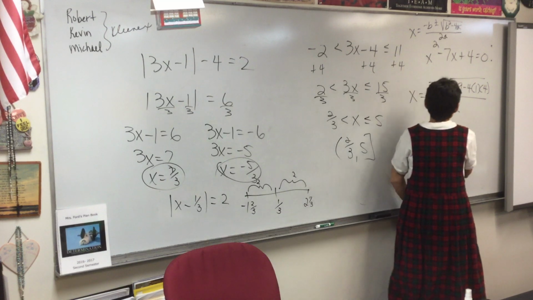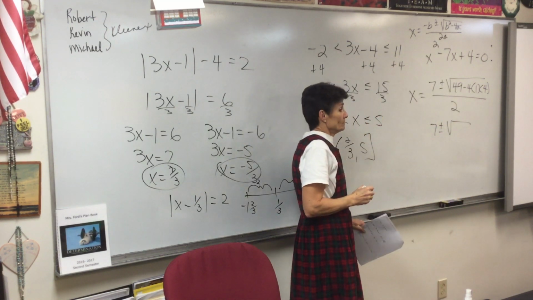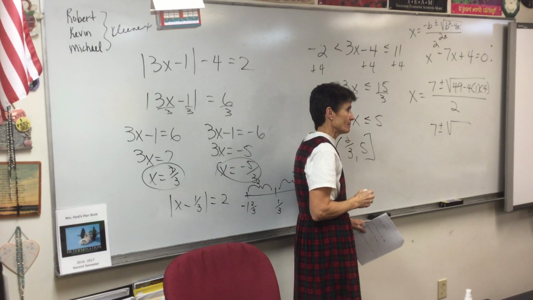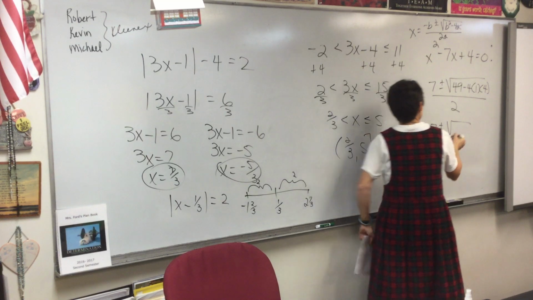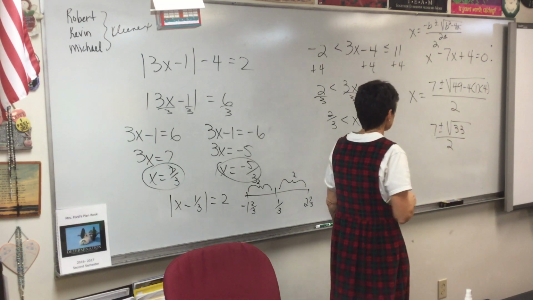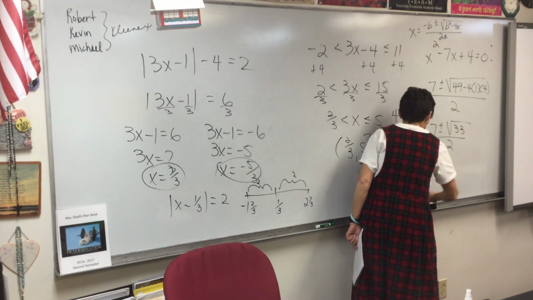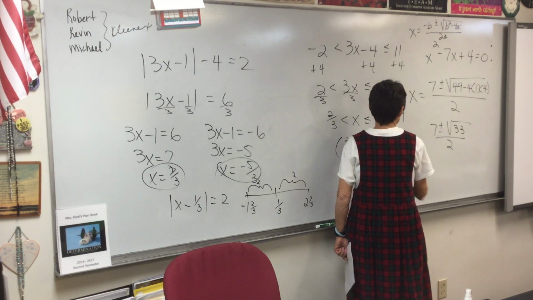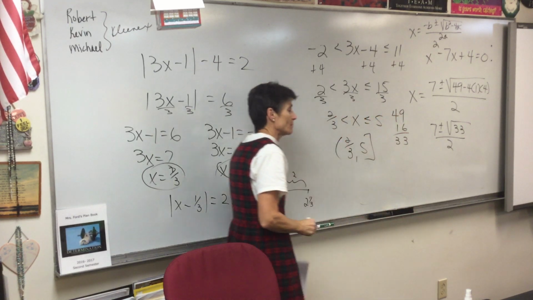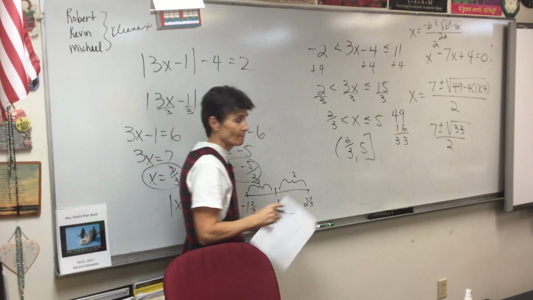So now I've got 7 plus or minus the square root of 49 minus 16, which is 33. You will not have a calculator on this part of the test. I do expect you to be able to subtract 49 minus 16 without a calculator. If you can't do it in your head, that's perfectly okay. There'll be plenty of space on the test. Write it over to the side. There's the answer.